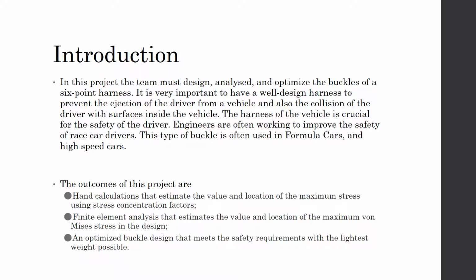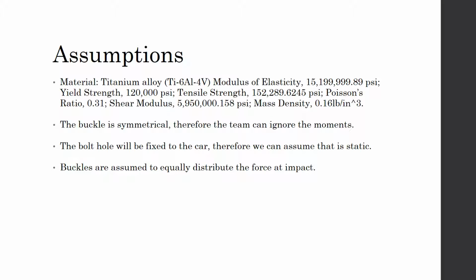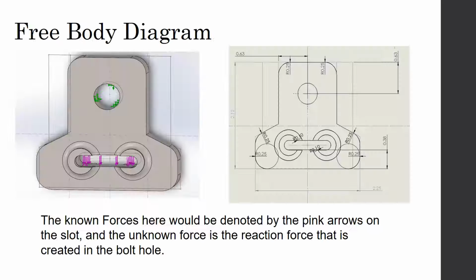for our final design. Assumptions we made here, the material that we were able to use on SolidWorks was this titanium alloy with the following properties here: yield strength, tensile strength, and the ratio. We also made an assumption that the buckle is symmetrical and that the bolt hole will be fixed to the car, so that would be static. And we also make an assumption that the force given to us is equally distributed among the 6 belt buckles of the 6-point harness. This is our free body diagram here.